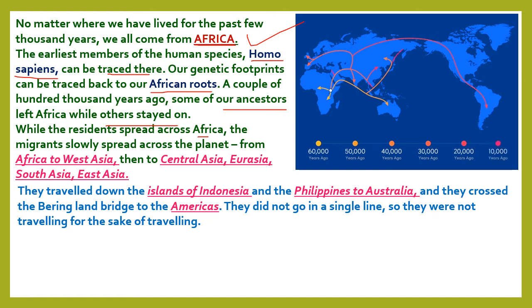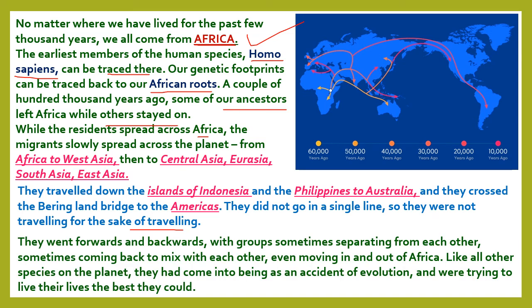They did not go in a single line. Why? Because they were not traveling for the sake of traveling. They were just going and changing places. Maybe they were traveling to find more convenient situations. They went forward and backwards, spreading in all directions. And they went in groups, sometimes separating from each other, sometimes coming back to mix with each other, and even moving in and out of Africa. Everywhere they were just moving.